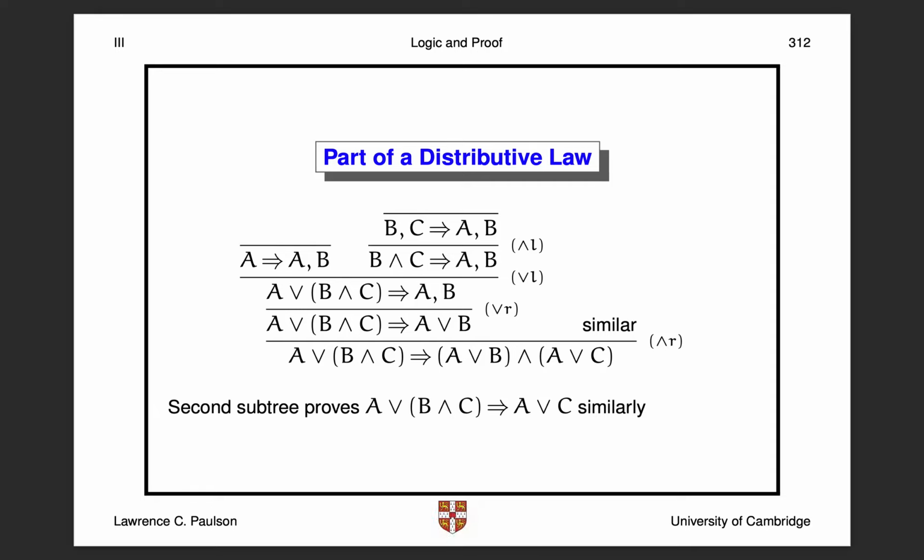And just as a remark, as I said, the other subtree is just about the same. To complete the distributive law, we would have to prove the converse, that is, we would have to prove that this thing here implies that thing over there. That's also a very routine proof, a very simple exercise if you'd like to do that.